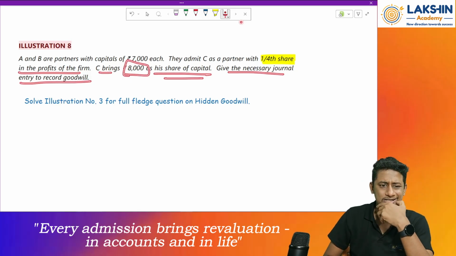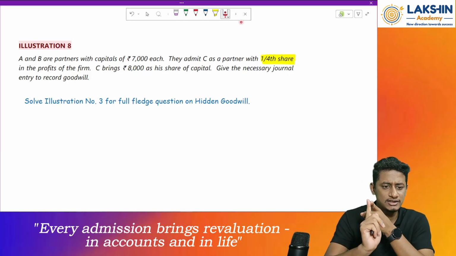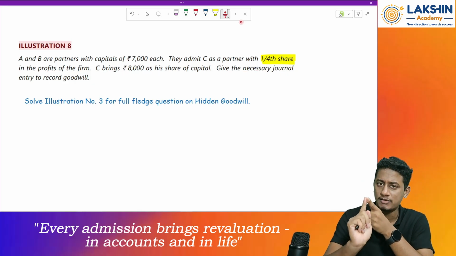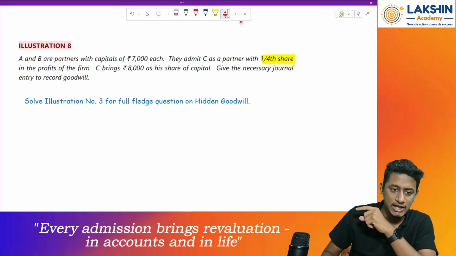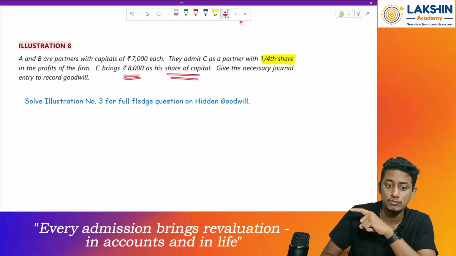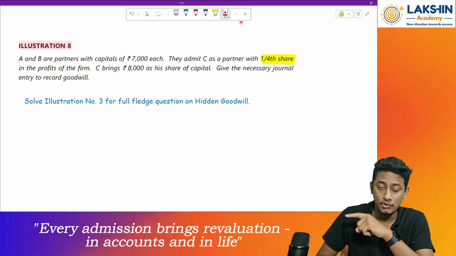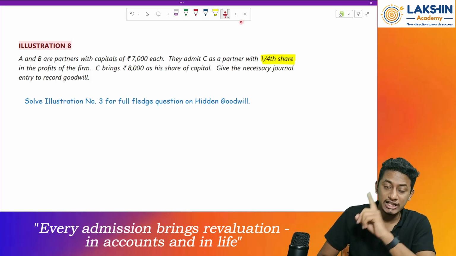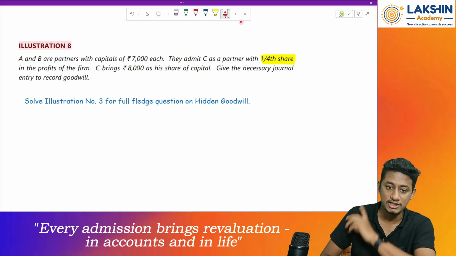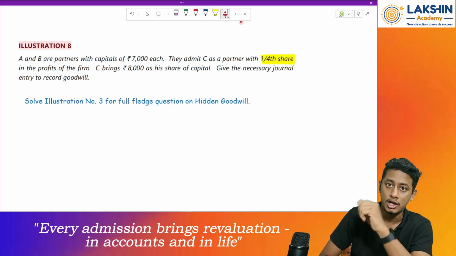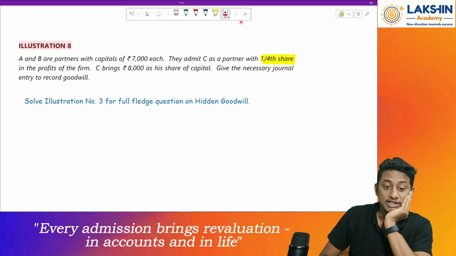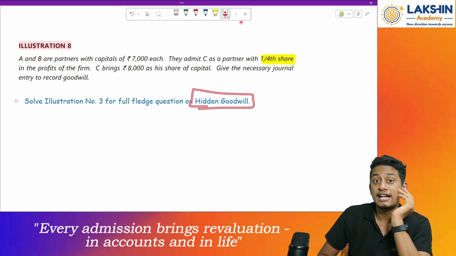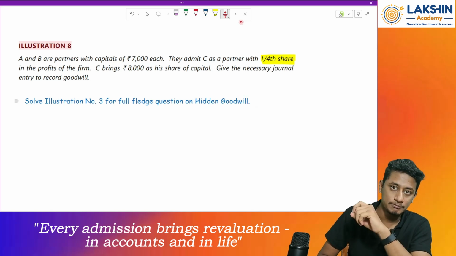Now, here they have not given us the value of goodwill brought in by the partner. Have they given us? No. They have given us only 8,000 rupees, which was towards share of capital. Second thing, either they should give us the firm's goodwill. Have they given the value of the firm's goodwill in the question? Nowhere it's given. So what to do? In this case, we should find something called hidden goodwill. Let's see how to find it.